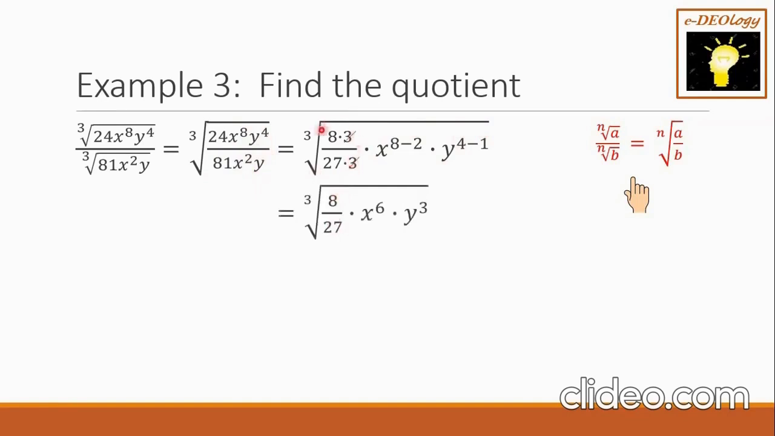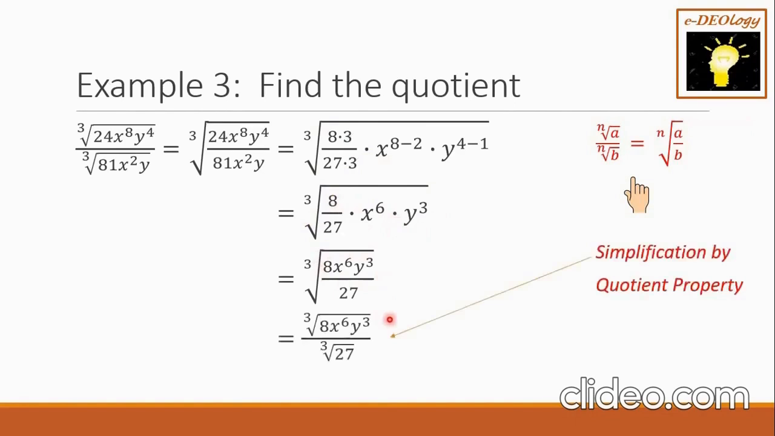Next, we can now simplify our coefficients. We can now cancel the 3. So only the 8 over 27 will come down. For the x, we have the 8 minus 2. We have the power 6. So x raised to 6. For the y, we have 4 minus 1 power, so we have now the y cubed. Of course, they are all inside this cube root. The next is we're going to group together this 8x to the 6th and the y cubed, put them all in the numerator.